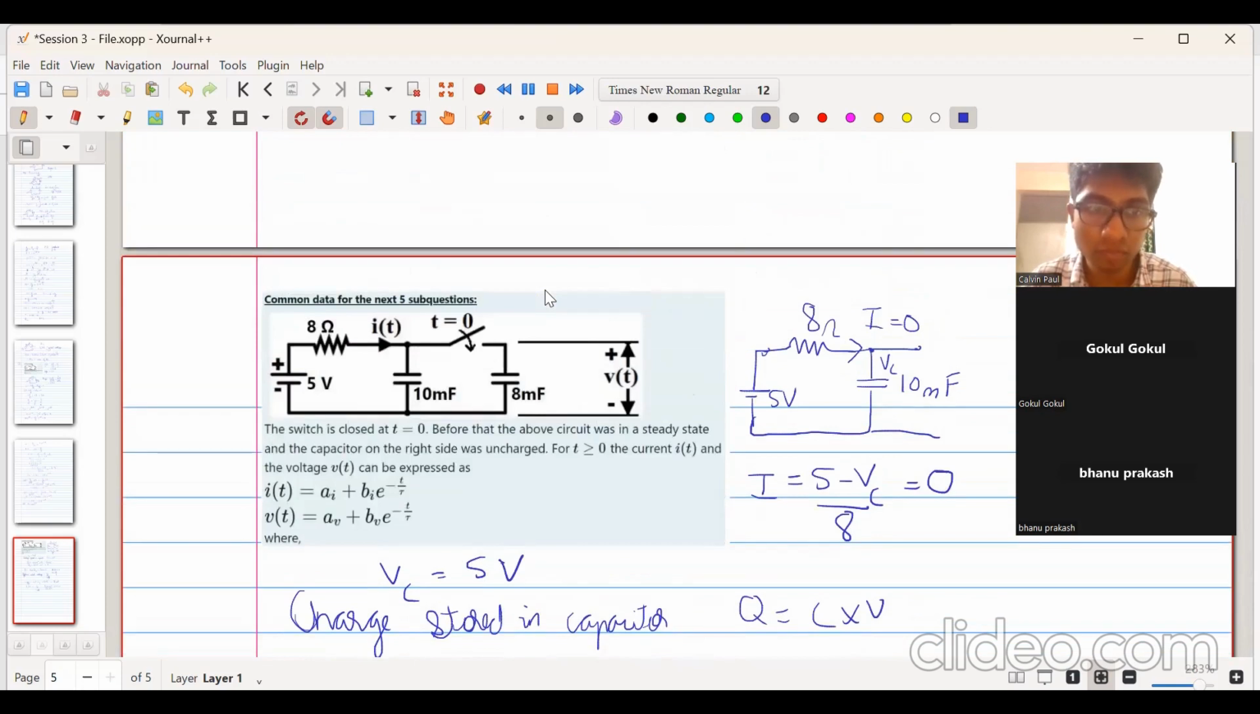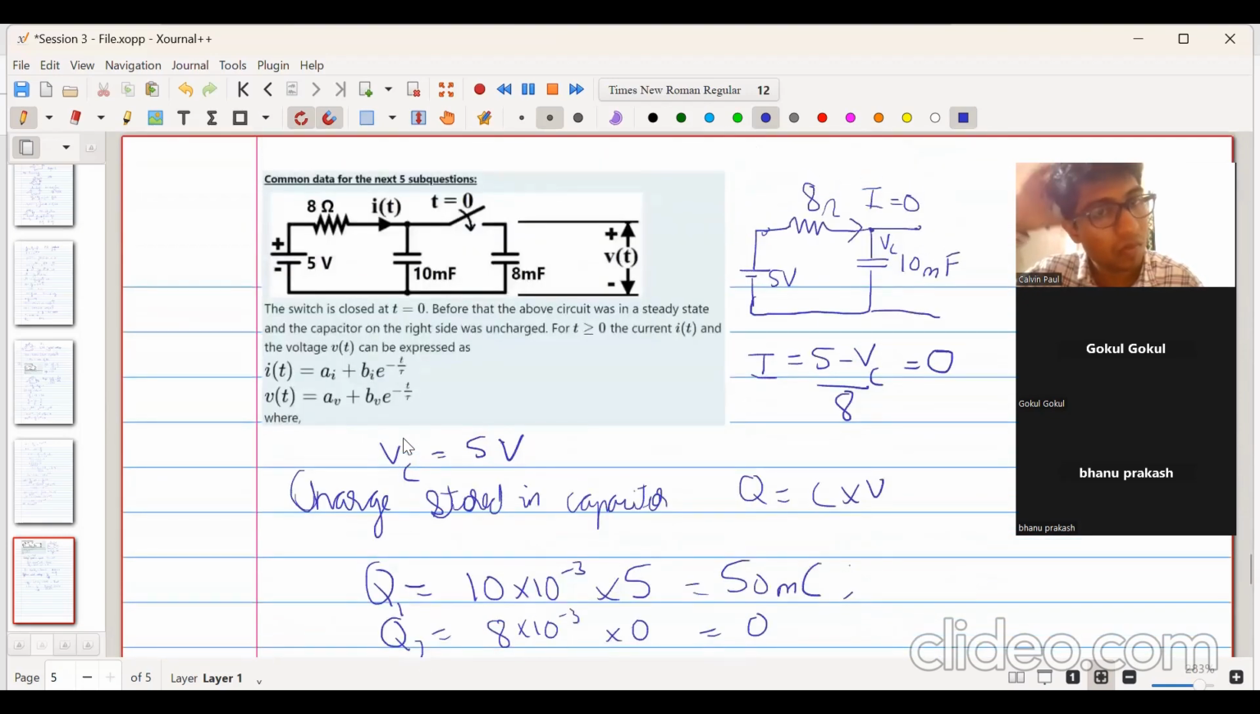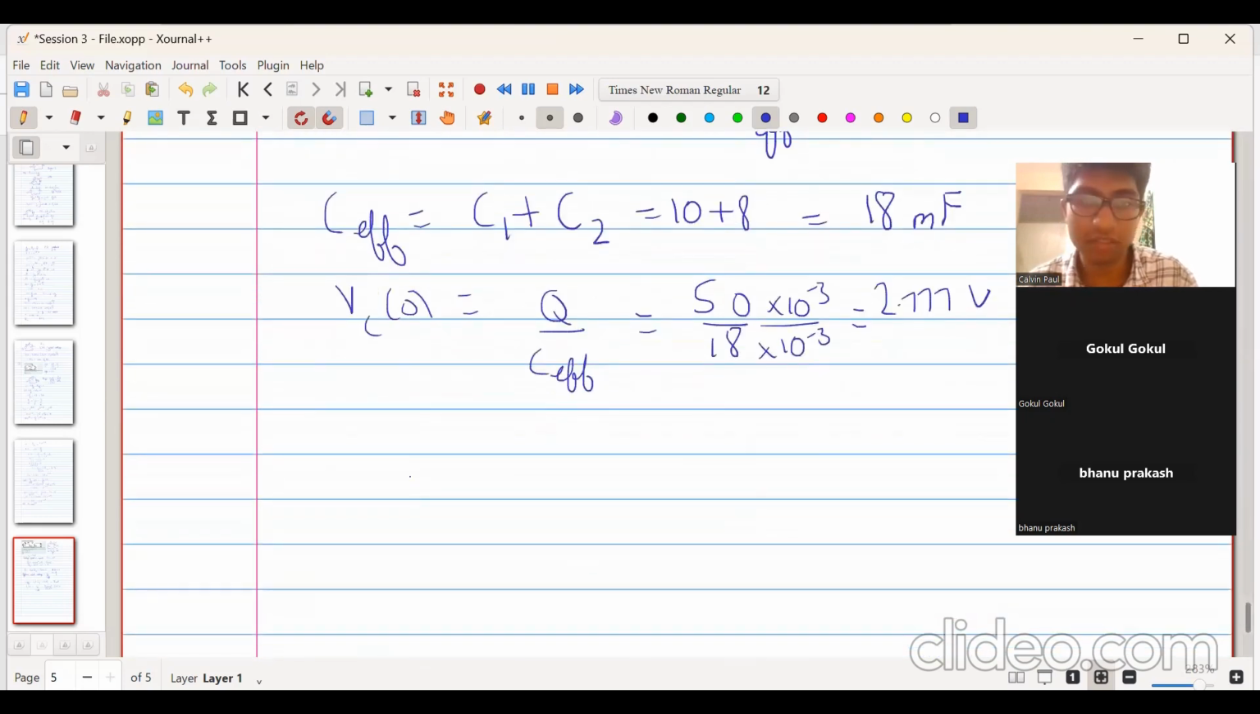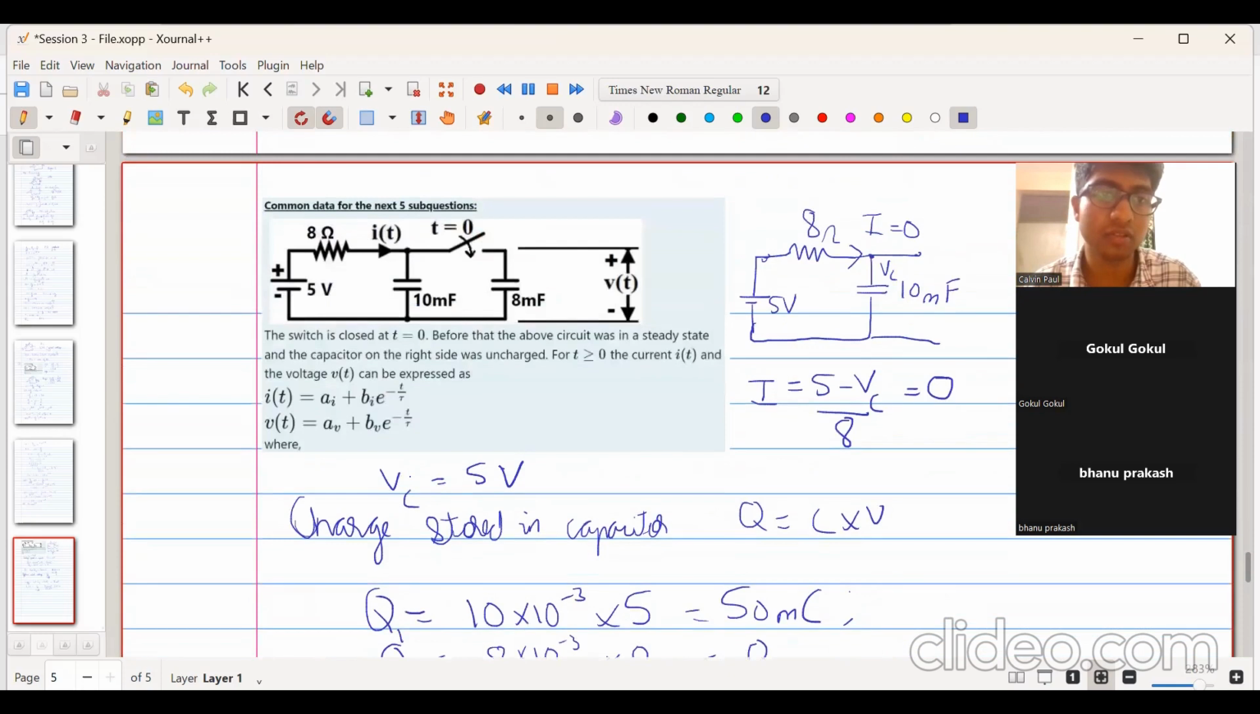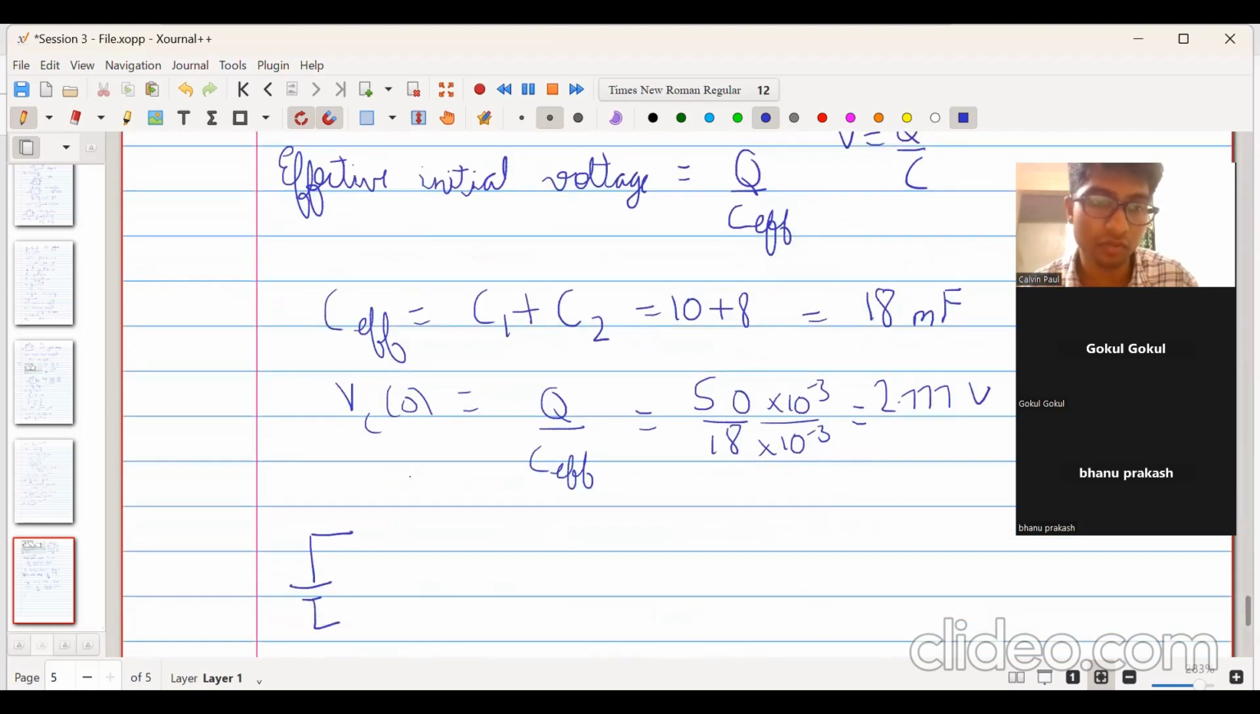Now this circuit in steady state will be of this form: 5 volt, 8 ohm resistor over here, and 18 millifarad capacitance. This is the effective circuit in the final steady state condition.